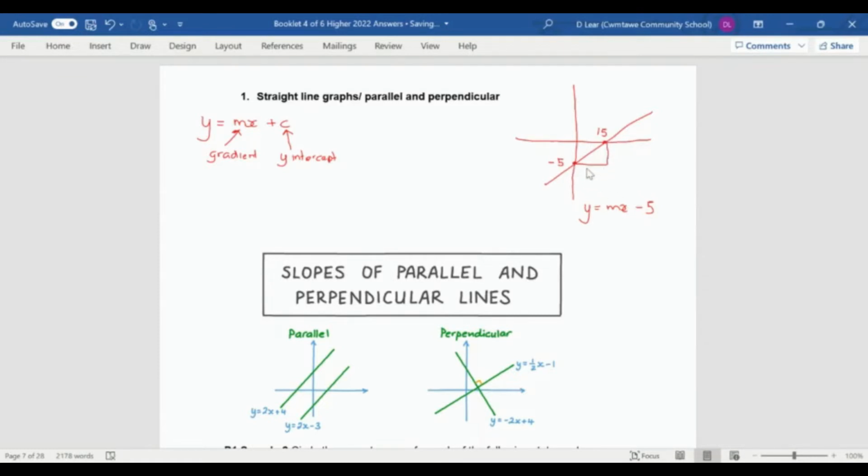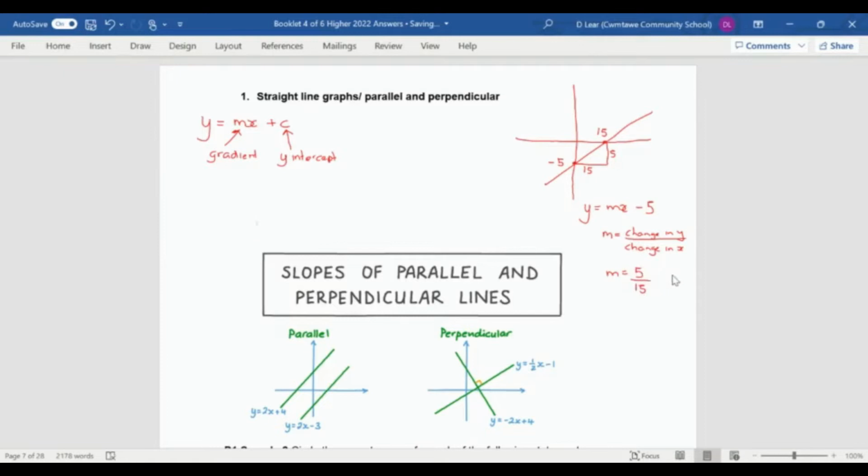For going from there to there, we have gone along the x-axis 15. And going up from there to there, we've gone from -5 up to 0, so we've gone up 5. M, the gradient, is the change in y divided by the change in x. So in this case, up over across, right? So I've gone up 5 in the time I've gone across 15.